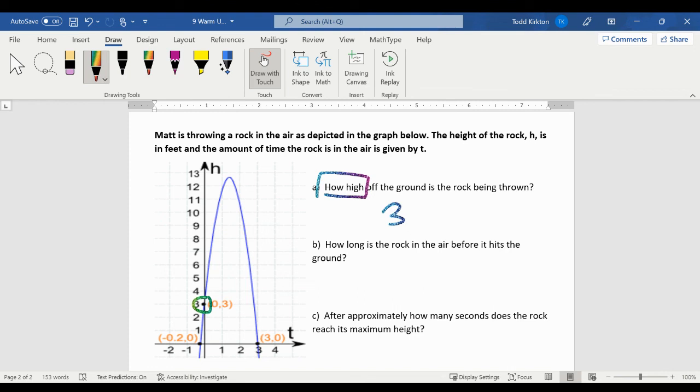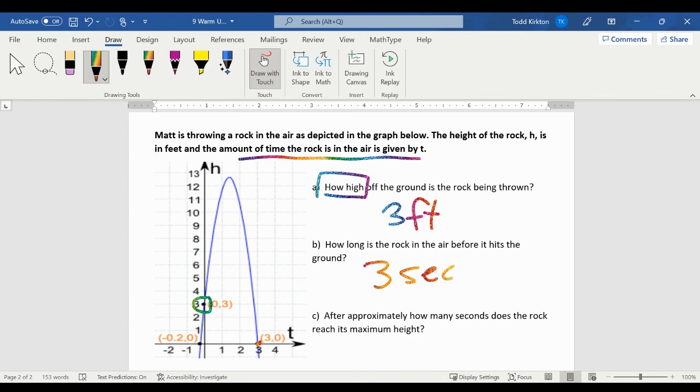How long is the rock in the air before it hits the ground? So the time that the rock is in the air, it does say units there, feet. The time the rock is in the air is given by t. So I want to know when it hits the ground. So it starts here, it hits the ground after 3 seconds.